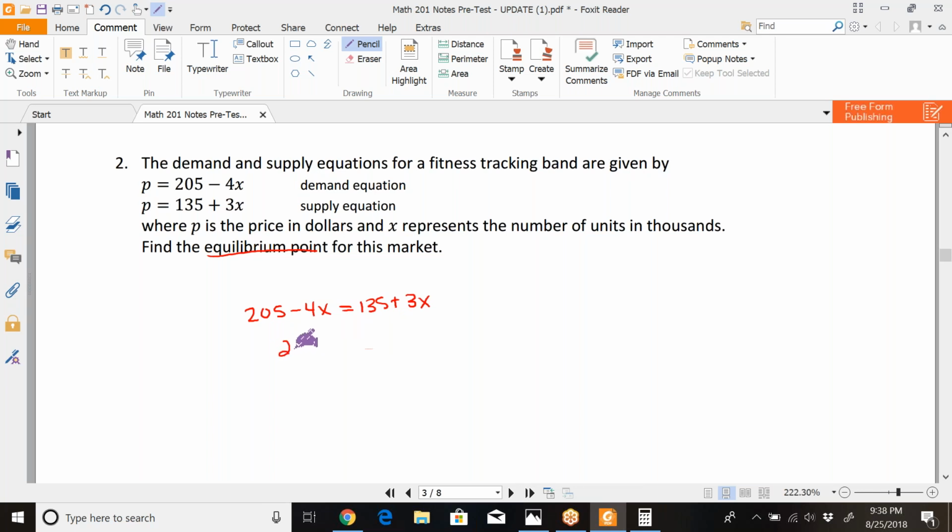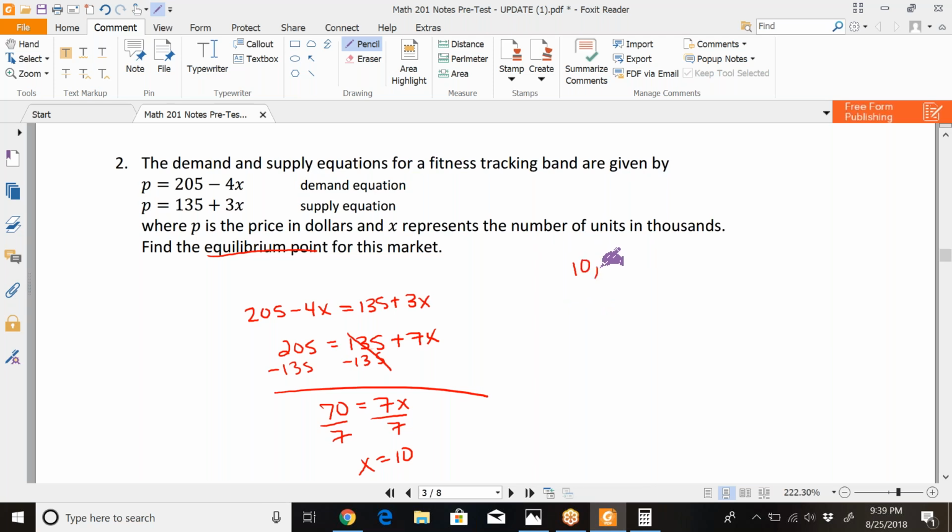We're going to add over the 4x. So that would make that a 7x over here. We're going to subtract the 135. So that's going to be 70 equals 7x. Then divide by 7, and that's going to be x equals 10. So now you know why that one that we did in class didn't seem like a big deal. It's because we forgot to put the millions. So this is actually, you can either write 10,000 with the word, or you can write 10,000. So the units is 10,000 units.